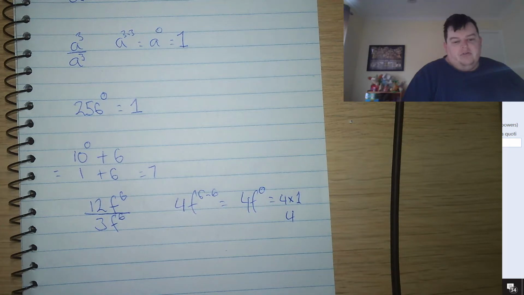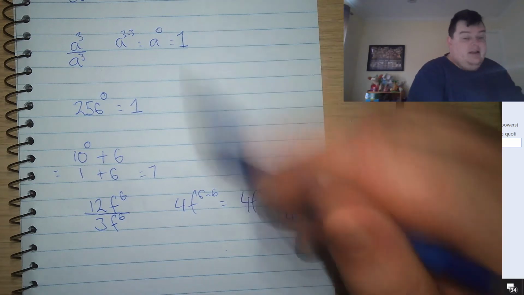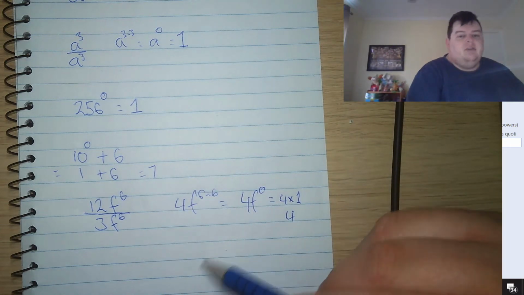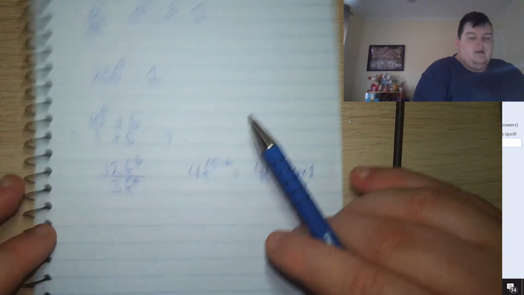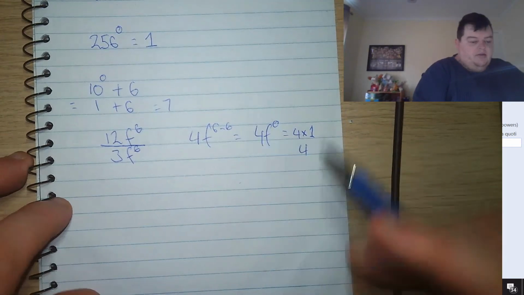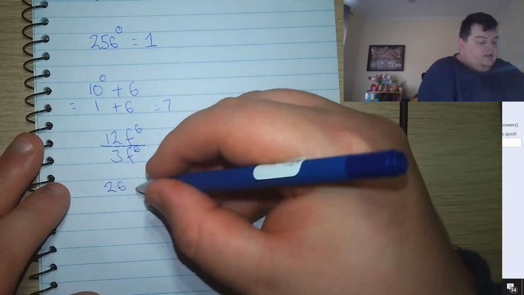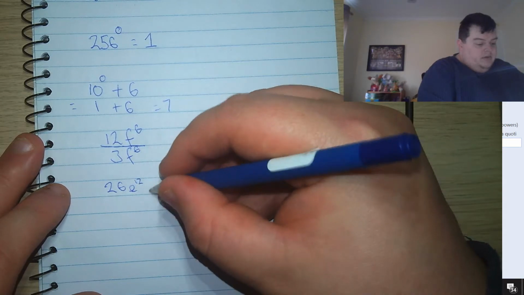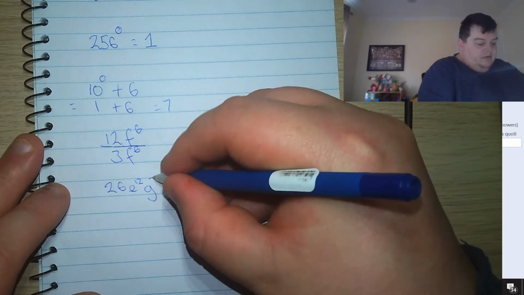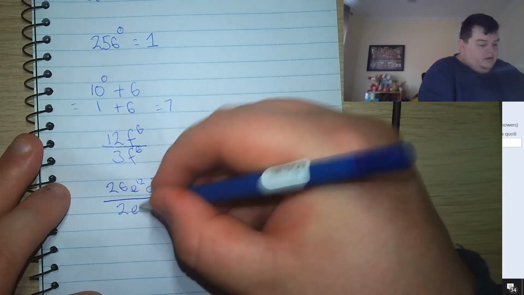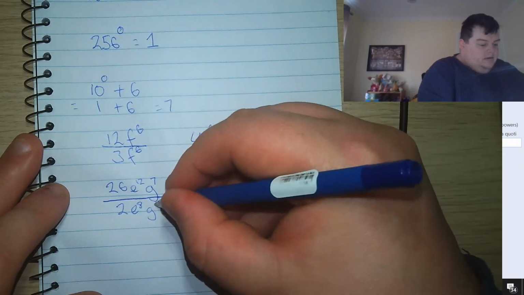Now, quite often you'll see this as an end part of a question. Very often you won't get, say, these first ones, but you may get something like this. We have to use that knowledge and apply it. So I'll do another quick example, just in case I'm going too quick. Let's say we had 26E12G7. We'll divide that by 2E8G7.